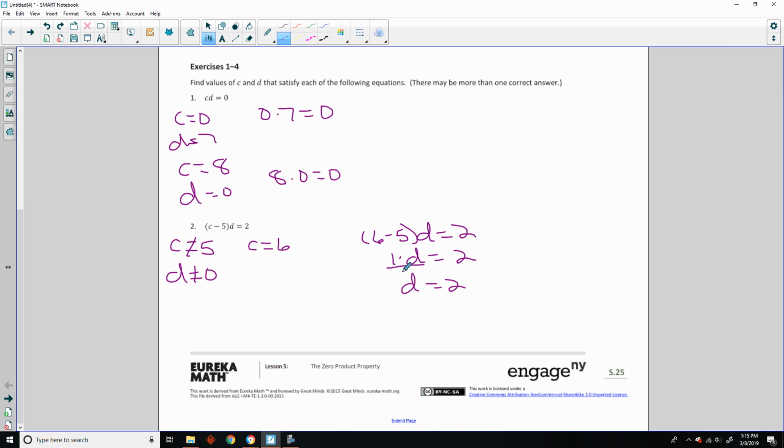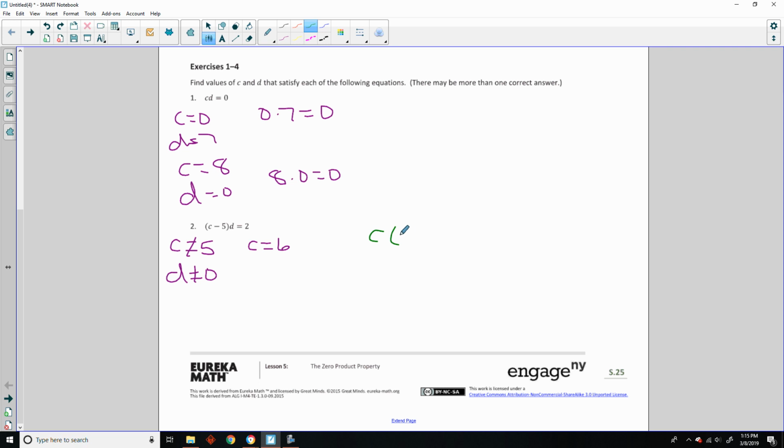Or I could show it by dividing both sides by 1. Or 1D equals 2 is D equals 2. Whatever way you want to look at it, there are infinitely many solutions to this. Let's do another one. How about I pick D to be 7.